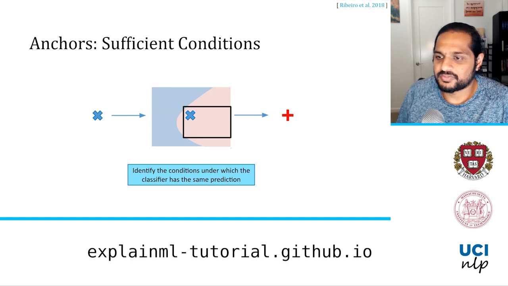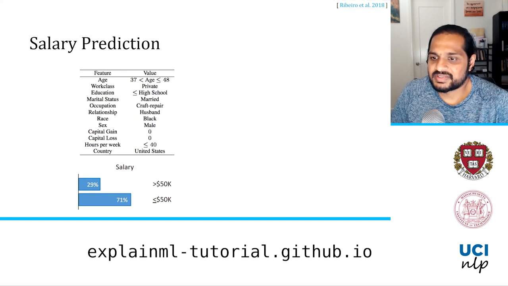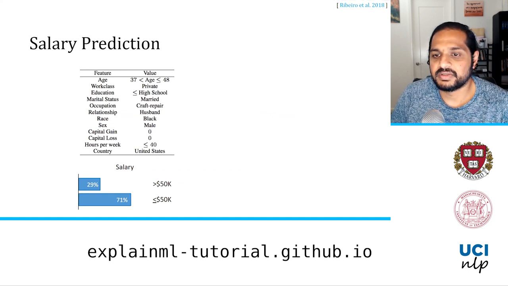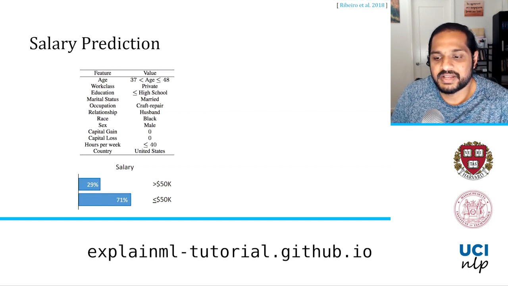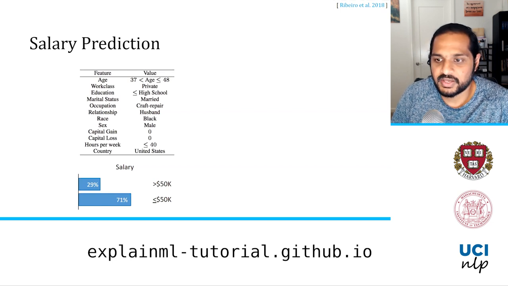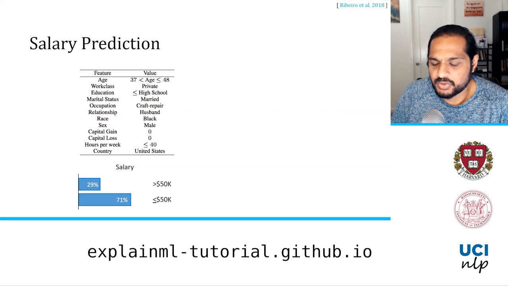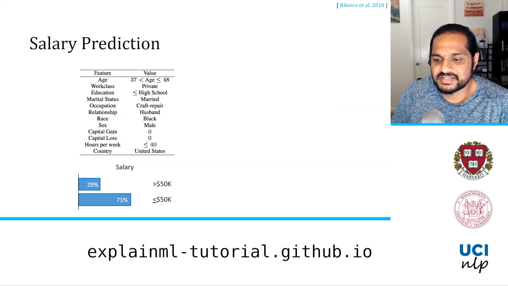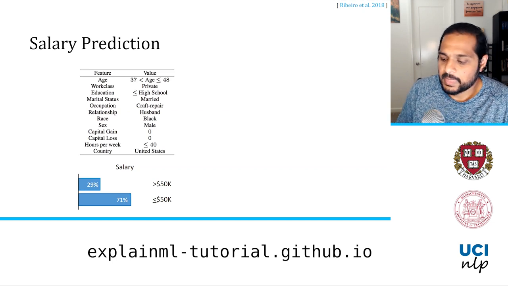It's not quite intuitive what happens here, so let's actually give an example of what these anchors look like. So this is an example of an instance where the goal is, given the demographics of a person, predict whether their salary is higher than 50K or lower than 50K, right? And so there is an instance with a bunch of features, and you can see that the model predicts that the salary is less than 50K with a pretty reasonable confidence, right?